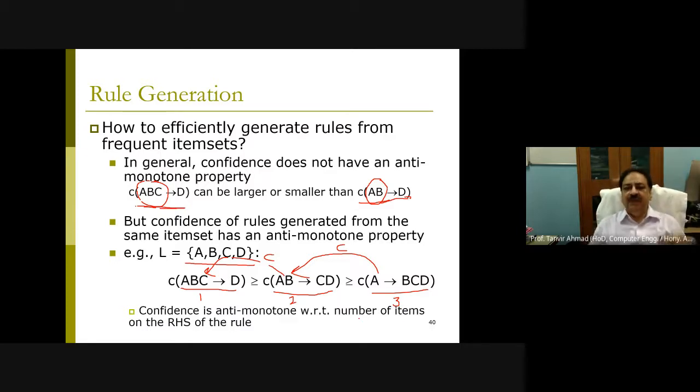That means if on the left hand side it has more items, it will have a higher confidence. And you see in the first one you have 3 items, in the second you have 2 items, in the third you have only 1 item. And therefore, confidence is anti-monotone with respect to the number of items on the RHS of the rule. This is the property which will hold. Whereas, in general, confidence does not have an anti-monotone property. Correct?